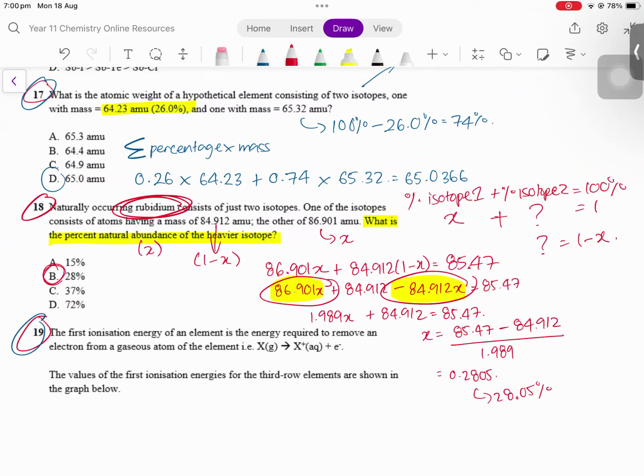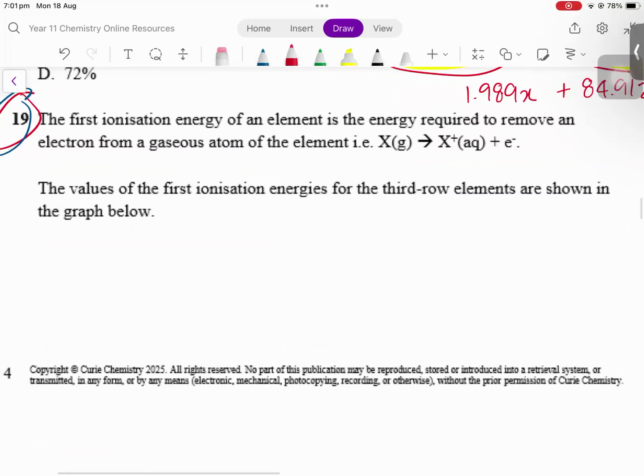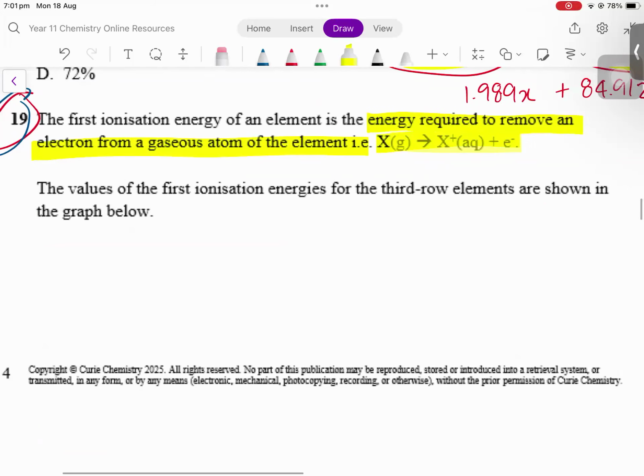Question 19. Let's read this together slowly. The first ionization energy of an element is the energy required to remove an electron from a gaseous atom of the element, and this is the equation, yeah? So keep this in mind. If you get challenging questions that are like, how is first ionization energy measured? What's the standard test for first ionization energy? I need you to keep in mind it's a gaseous atom. Yeah, that's how they do the test. Otherwise, you won't be able to compare it with other elements, okay?